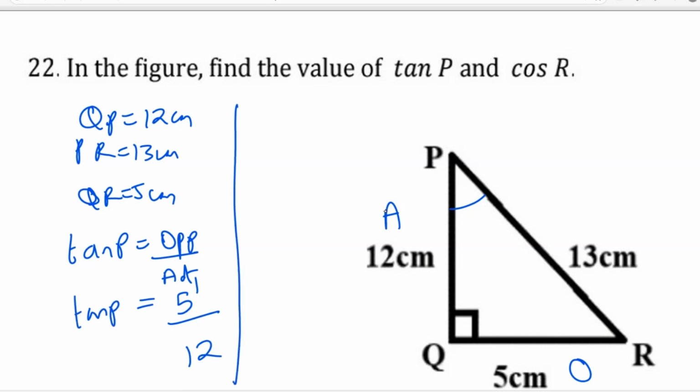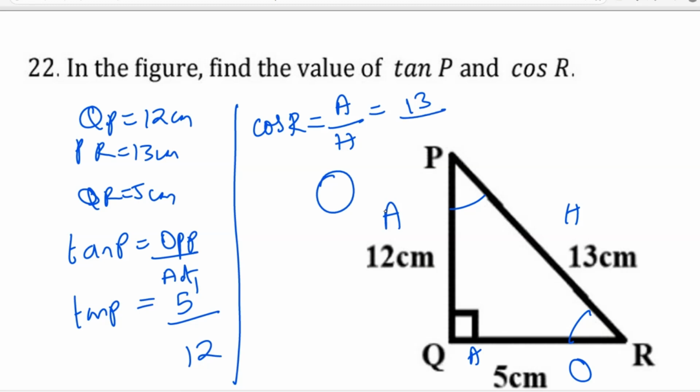Then the next one is cos R. For cos R, this is R, so this will become opposite and this will become adjacent. And this is the hypotenuse. Cos R will be adjacent by hypotenuse, that is 5 divided by 13. So cos R will be 5 divided by 13.